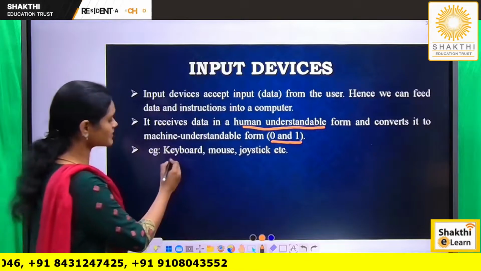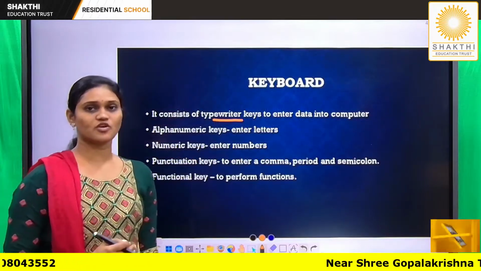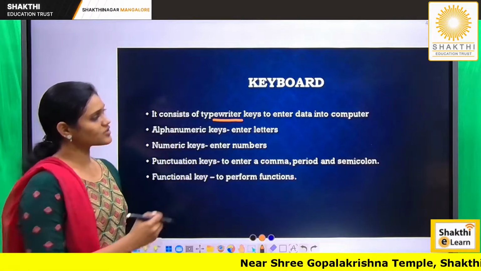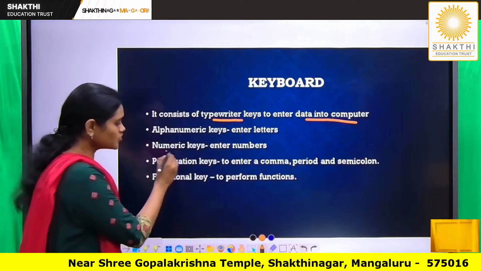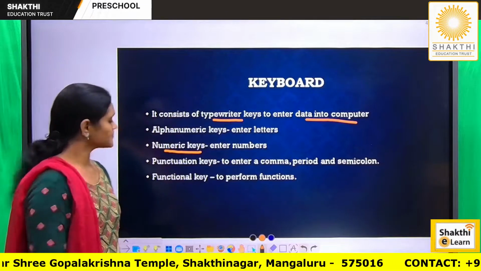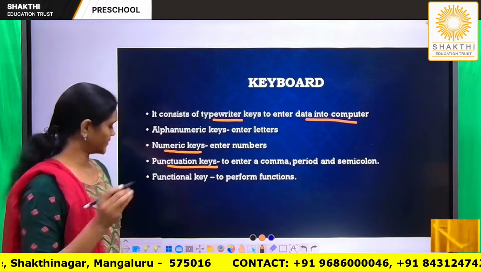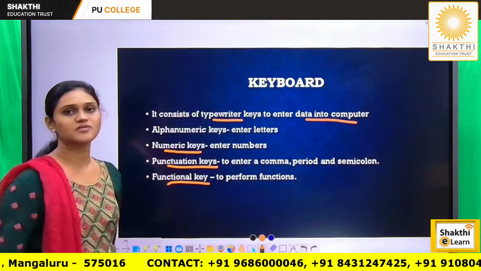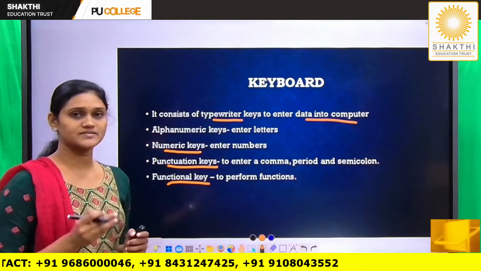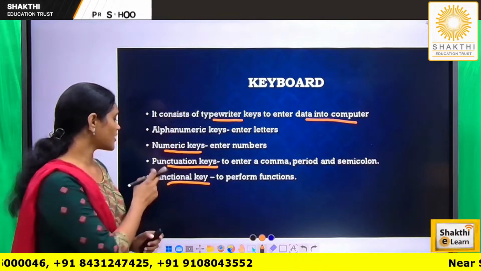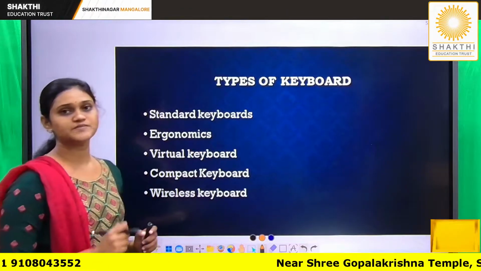Examples of input devices: keyboard, mouse and joystick. The keyboard consists of typewriter keys and allows us to enter data into the computer. It has numeric keys, which are used to enter numbers, punctuation keys used to enter comma, period, colon, semicolon, etc., and functional keys to perform certain functions. So a keyboard has typewriter keys, and these keys consist of numeric keys, punctuation keys and functional keys.